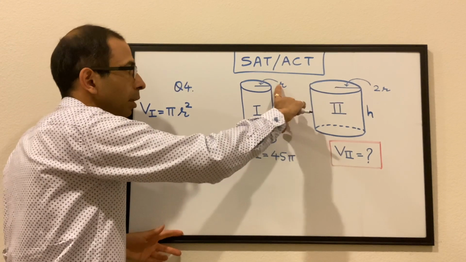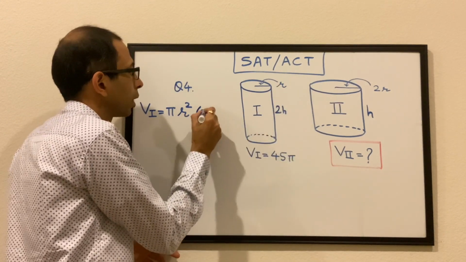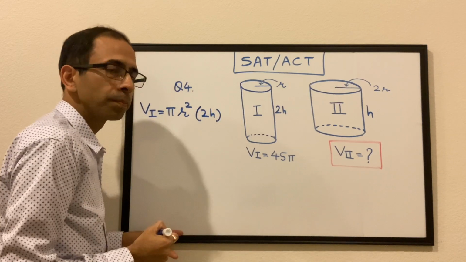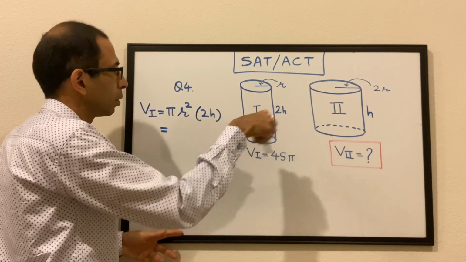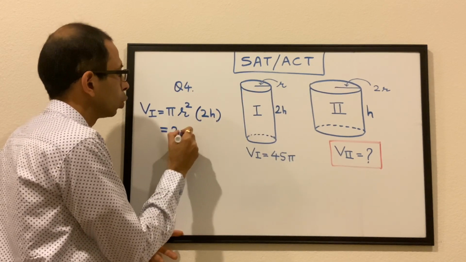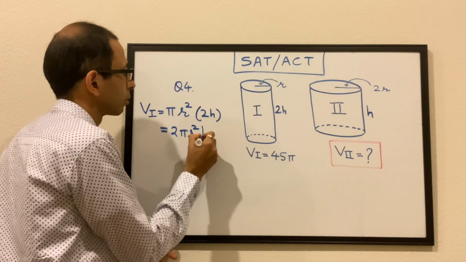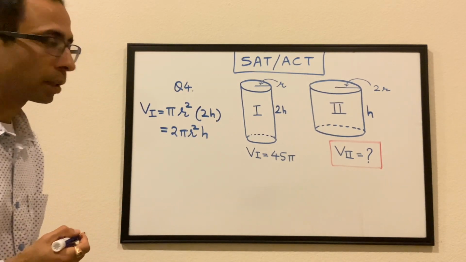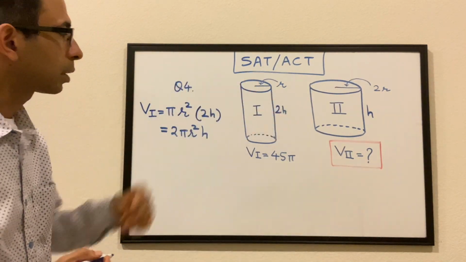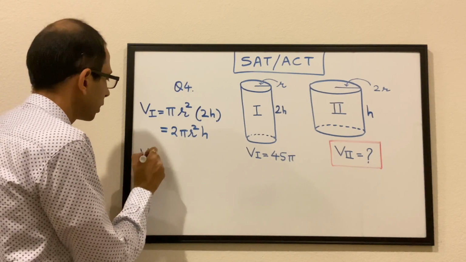The height given here is 2h, so it will be twice h, right? Or in other words, the volume of this first cylinder will be 2 pi r square h, correct?